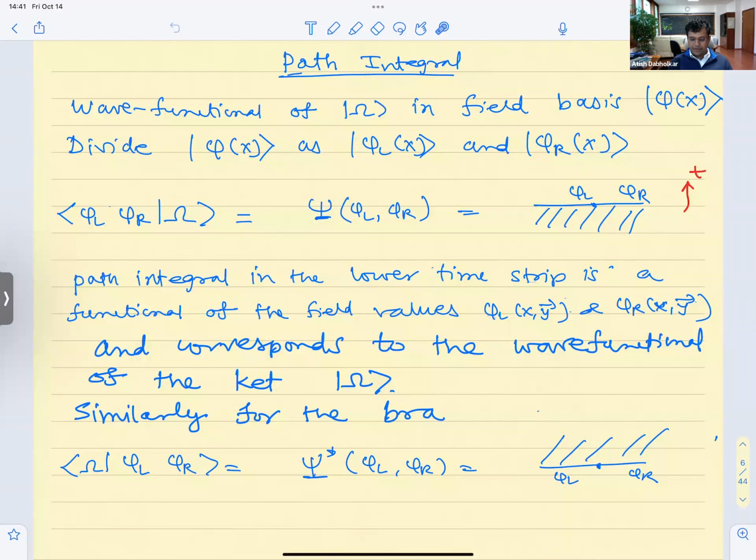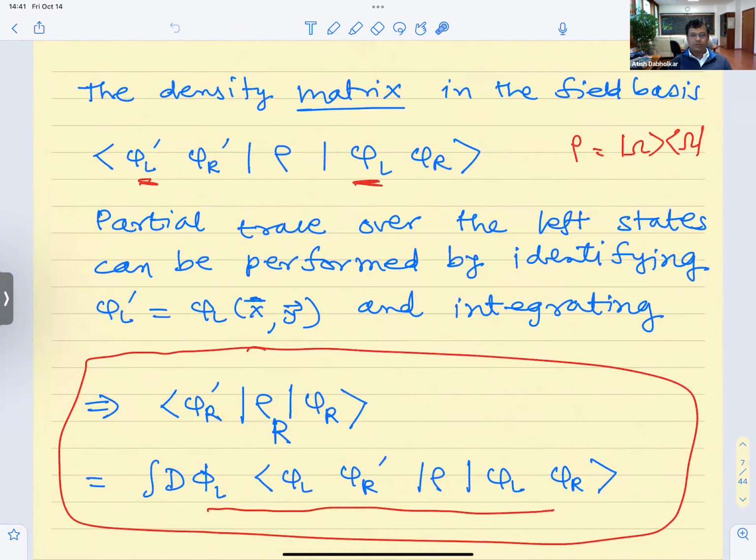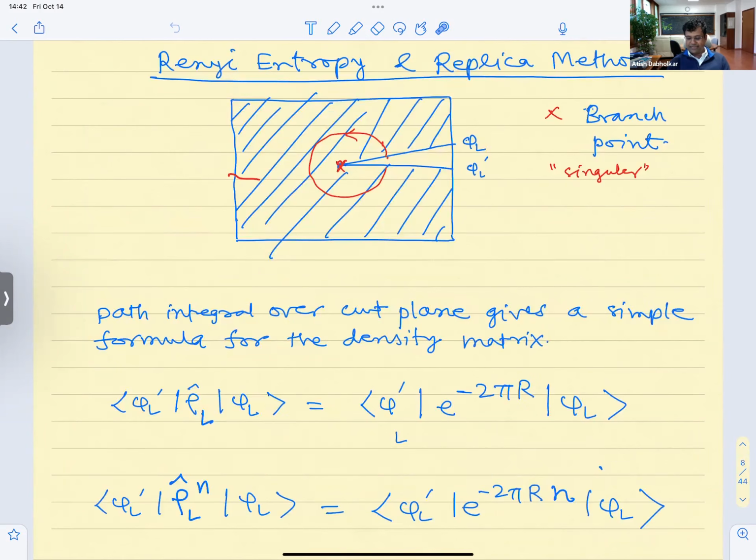Similarly, for the bra psi star, you can calculate the path integral in the upper half time strip. The density matrix in this field basis is easy to compute because you want to trace over the variables phi left and phi right. So you just identify these two and integrate over them, as we have done here. You calculate the partial trace in this manner to get a density matrix in the field basis, which depends only on the right field variables, phi right prime of x and phi right of x. This gives a rather nice, exact formula for the density matrix in a quantum field theory.